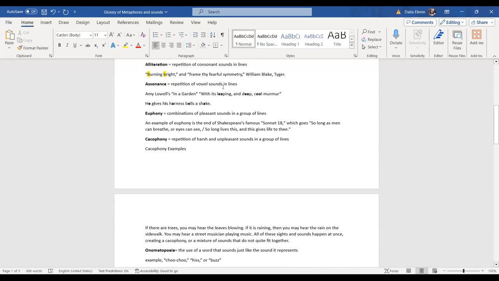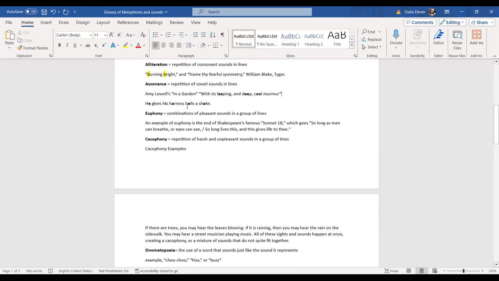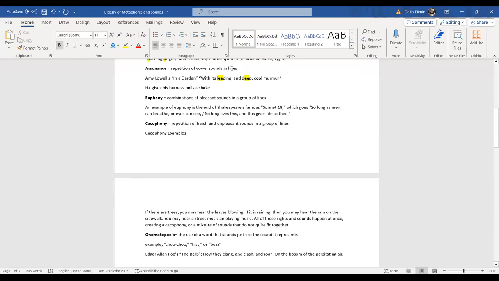Assonance is the repetition of the vowel. You see, these are opposites of each other. Alliteration is the repetition of consonants; assonance is the repetition of vowel sounds. Look here, like this: "Waiting, it's leaping and deep, cool murmur." The O-O, the E-E, the L-E-A. See the leaping, deep, deep. You see that? As you can see here, EA is not the same spelling as EE, however, it is the same sound. You know what I mean? So this is what we mean by assonance, which is the repetition of vowels.